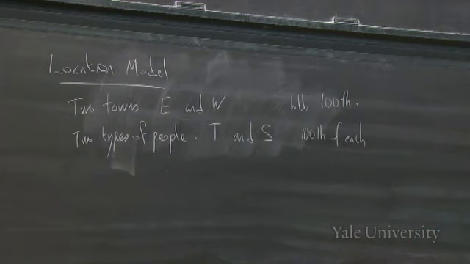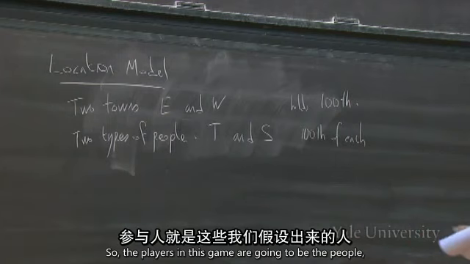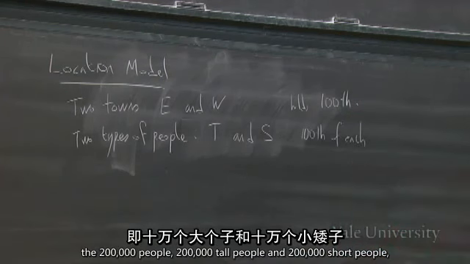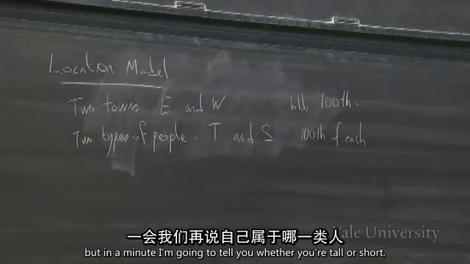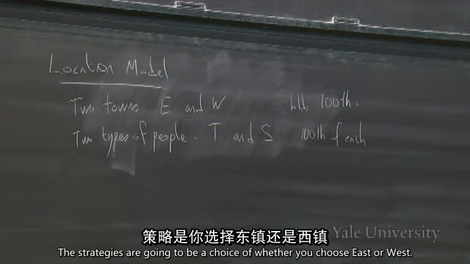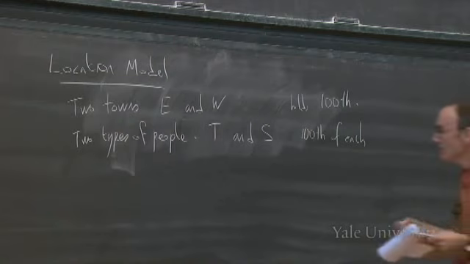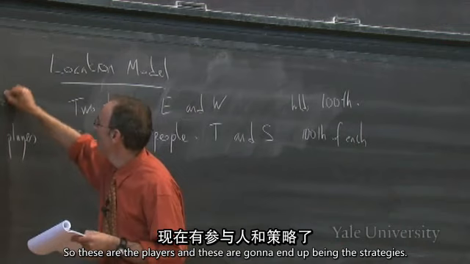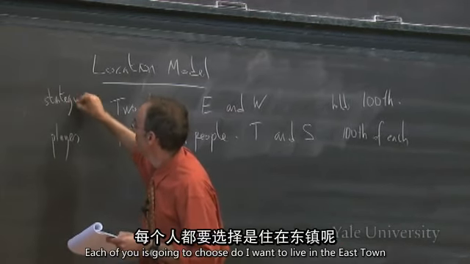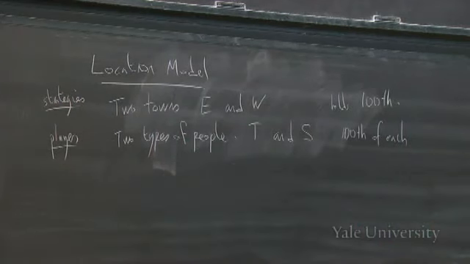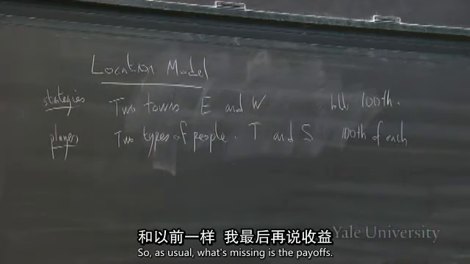All right. So the players in this game are going to be the people, the 200,000 people, 100,000 tall people and 100,000 short people. But in a minute, I'm going to tell you whether you're tall or short. All right. So actually, you're going to be the players in this game. And the strategies are going to be a choice of whether you choose east or west. All right, so these are the players, and these are going to end up being the strategies. Each of you is going to choose, do I want to live in the east town or do I want to live in west town? So as usual, what's missing is the payoffs.